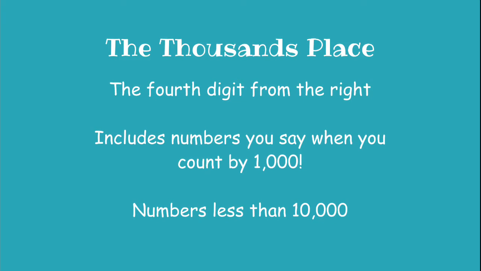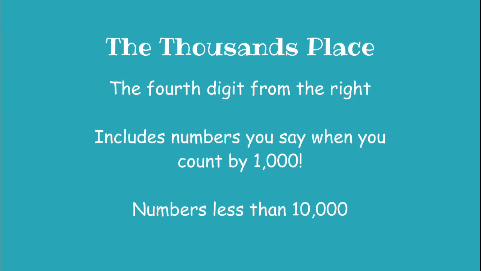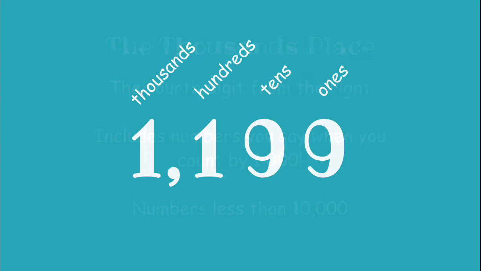The thousands place is the fourth digit from the right and includes numbers that you say if you counted by 1,000, but the numbers are less than 10,000. Let's look at the number 1,199. We know that we can't have a number greater than 9 in any place.